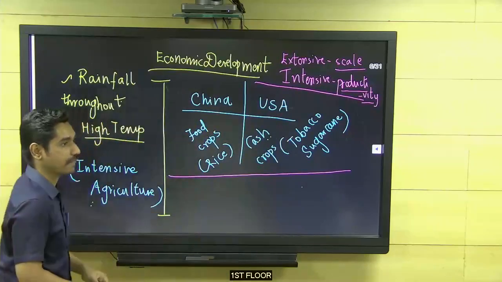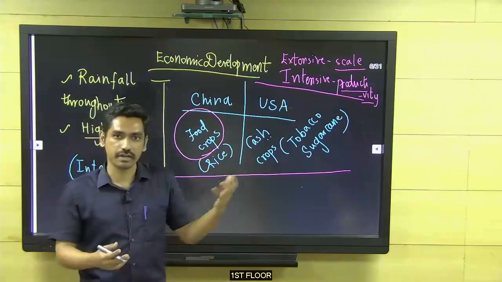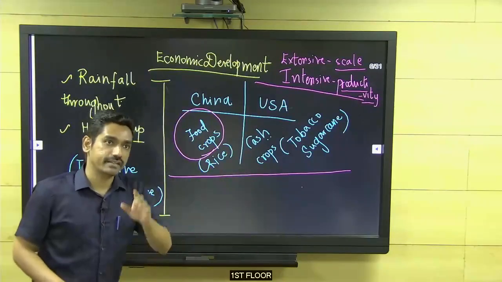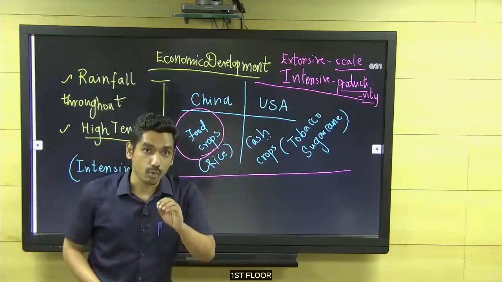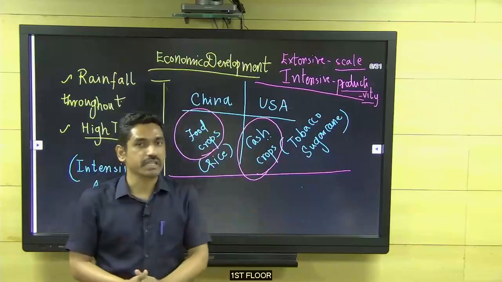That is intensive. Now, if you take China, there is a historical reason why it is only domination of rice. That is a staple food. So there is more domination of food crops. And there is a historical reason why cash crops are dominant in the United States. Because that is why they went there.